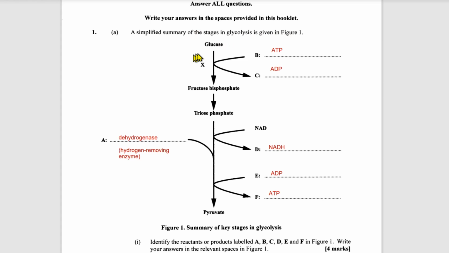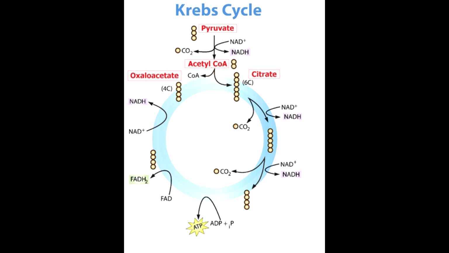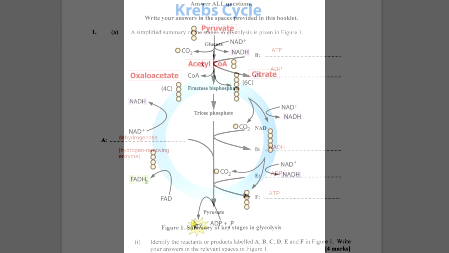So what do we see in here? We start off with glucose. This is what you get in the sugars that you eat. And it turns into fructose biphosphate, then into triose phosphate, which is a 3-carbon sugar, and ultimately into pyruvate. Now remember, pyruvate is what goes into the Krebs cycle so that it can make citrate, and that initiates that whole cycle. So hopefully we don't have to talk about that here.